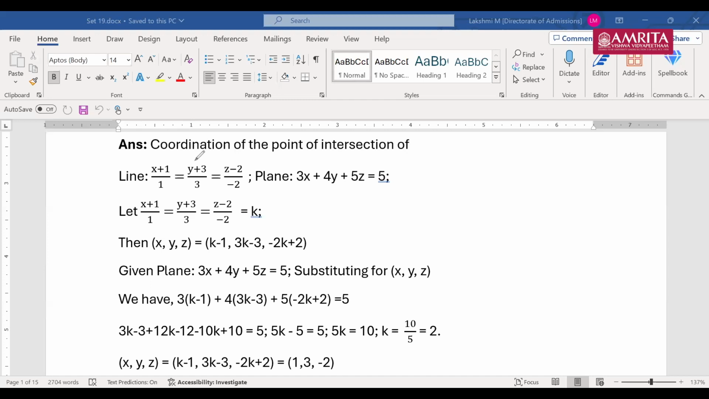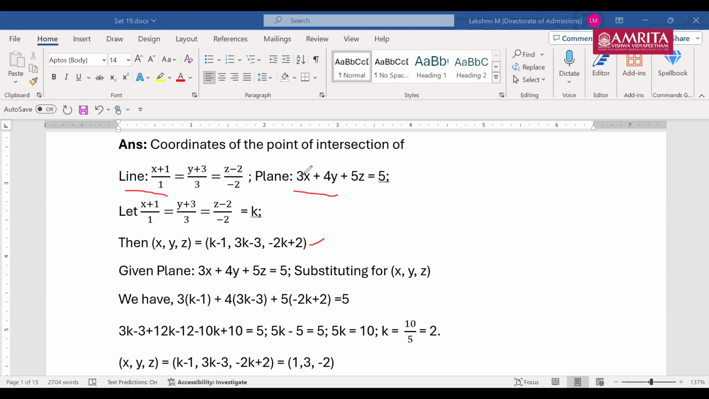So yes, this is actually the coordinates. I'm so sorry. Coordinates of the point of intersection of this line and this plane. So I need to find the points x, y, and z. If I'm just assuming this is k, then what will be x? X will be k minus 1. Y will be 3k minus 3. Z will be minus 2k plus 2. So I got these values.